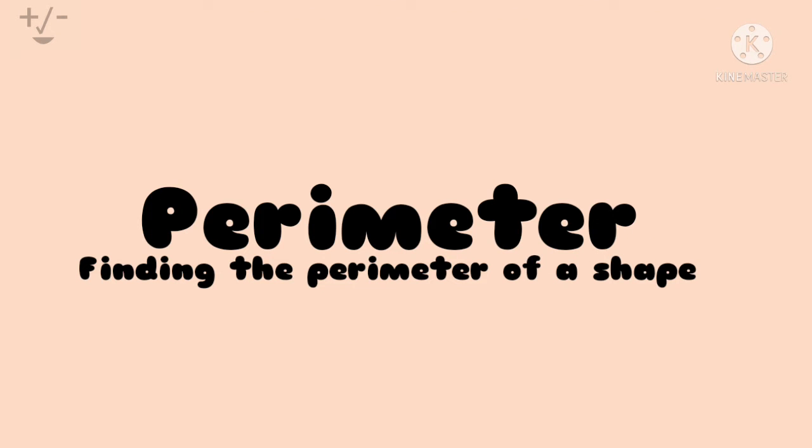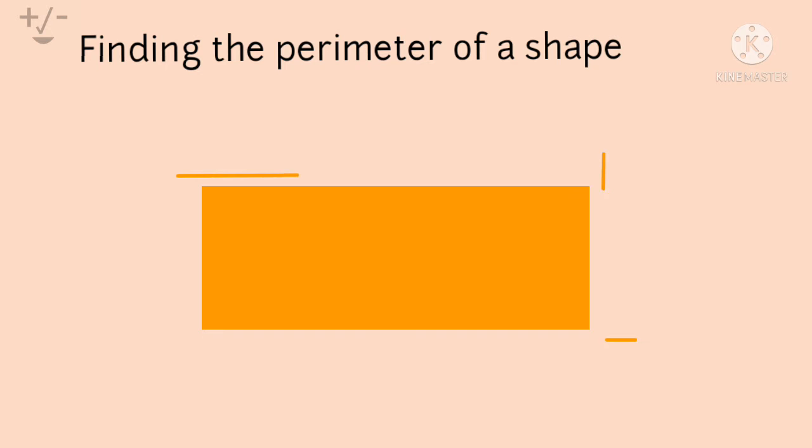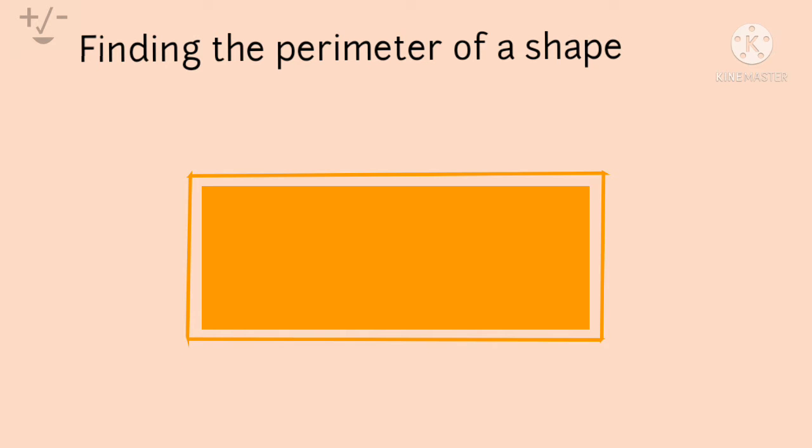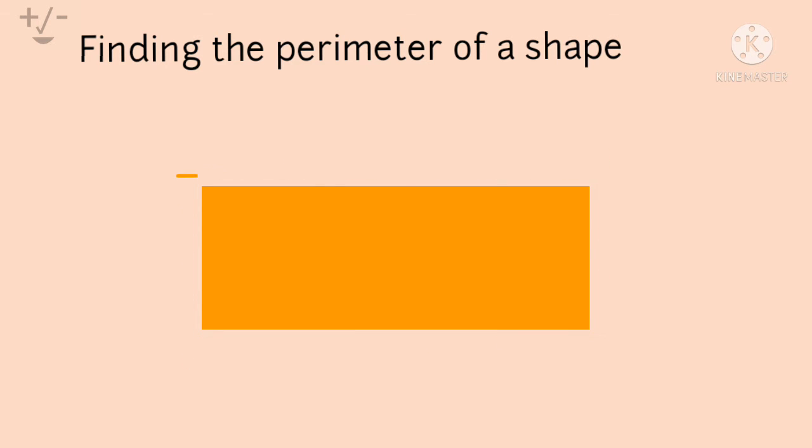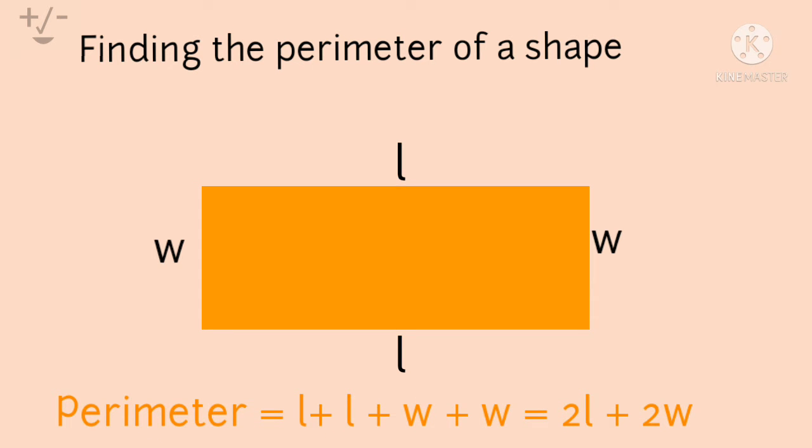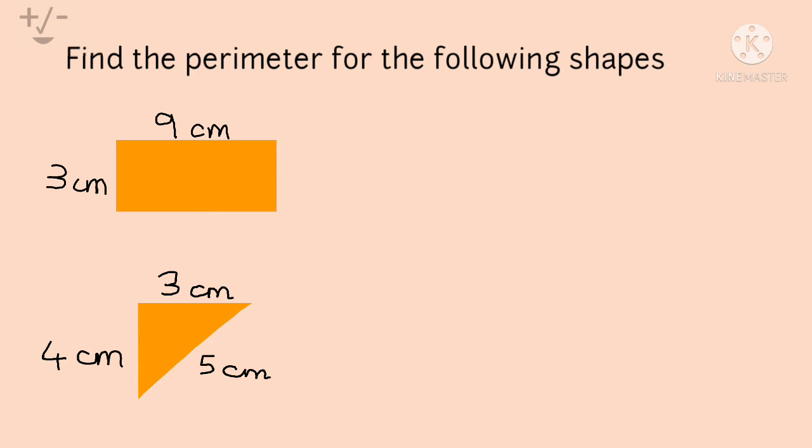In this video, we're going to be looking at finding the perimeter of a shape. When we're finding the perimeter of a shape, we're finding the total distance around the whole of the shape. In terms of this rectangle, that would mean adding all the lengths and the widths together. Let's start by finding the perimeter for the following shapes.